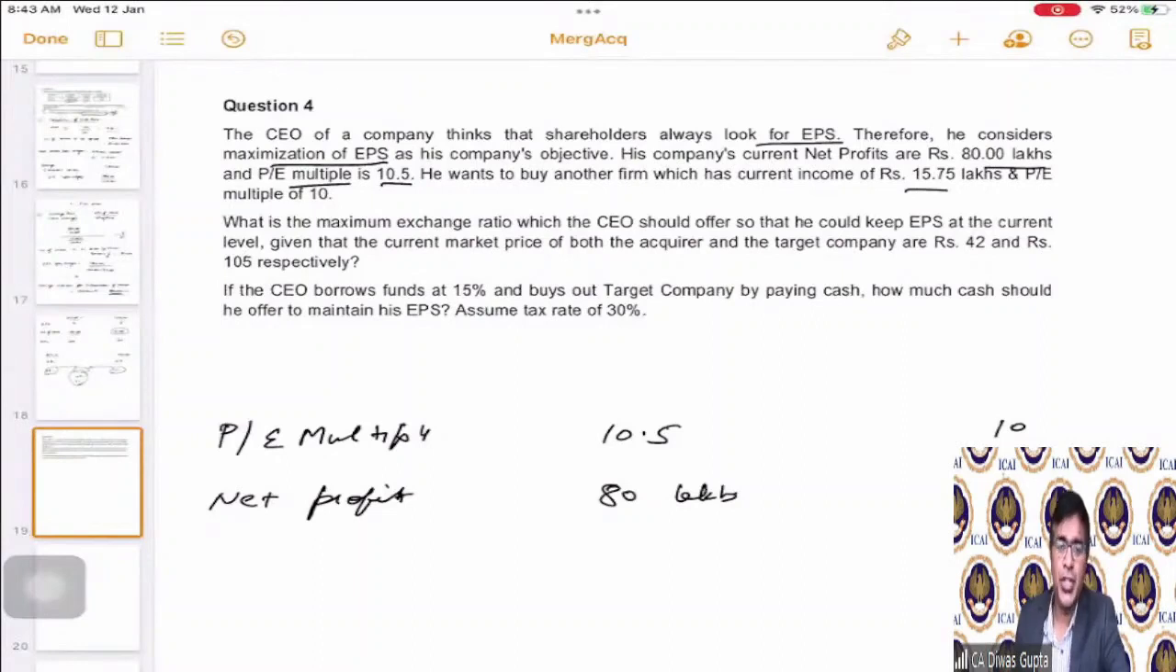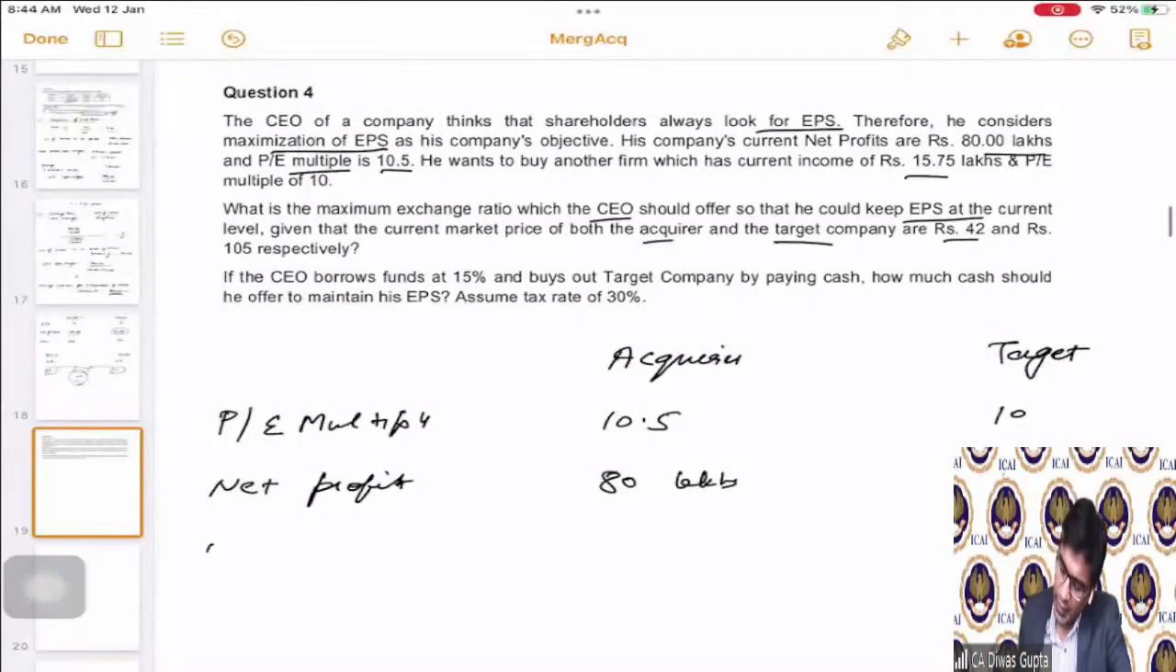What is the maximum exchange ratio that the CEO should offer so that he could keep the EPS at the current level? Now students, if you see here itself, the question has told you that he wants to keep the EPS at the current level. Given the current market price of both the acquirer and target company are 42 and 105 respectively. So this is acquirer and this is target, correct? Market price per share is given as 42 and 105.